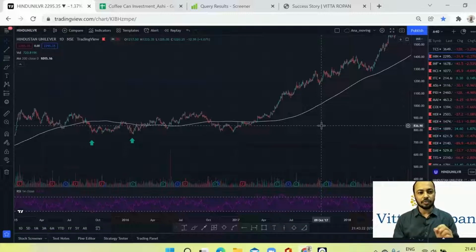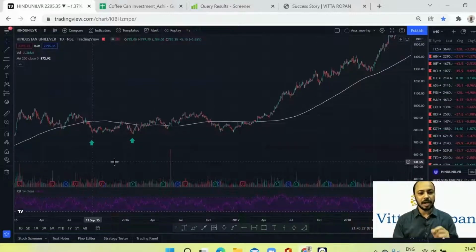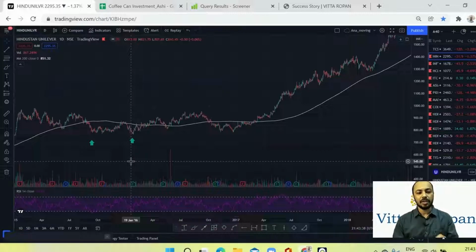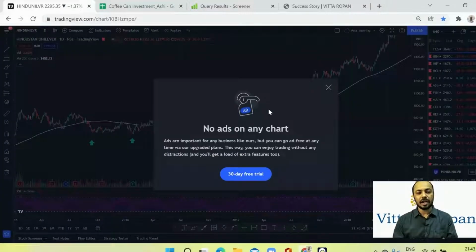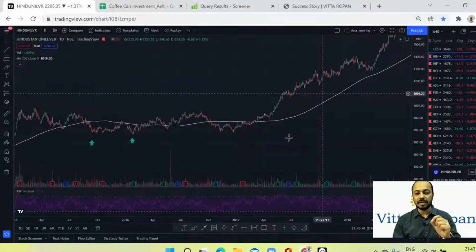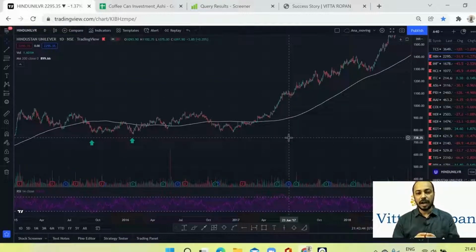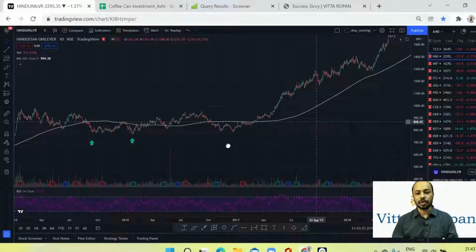So let me show you the chart of Hindustan Unilever. Hindustan Unilever also, you can see we have made multiple positions whenever the stock price is below the 200-day moving average, and at the same time whenever the RSI is below 30, then only we have made our position. By doing that, we are making sure that we are not buying the stock at a very high price level, and we are buying the stock at its fair valuation. Then only we are going to end up with a higher CAGR.